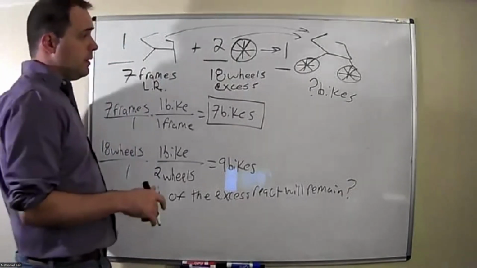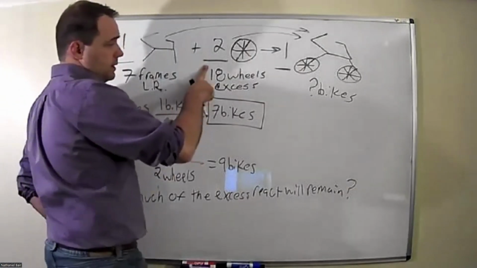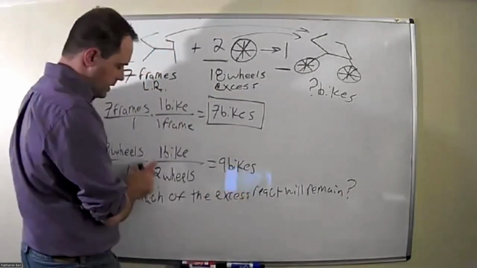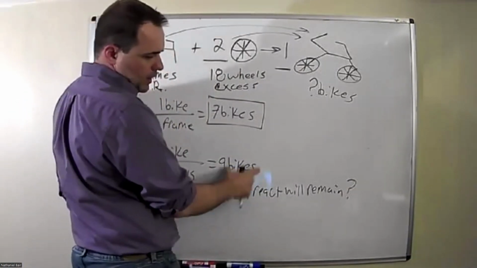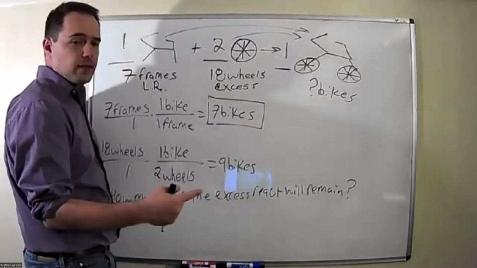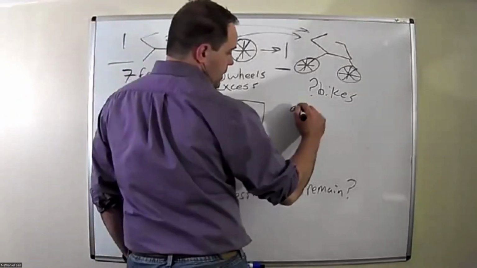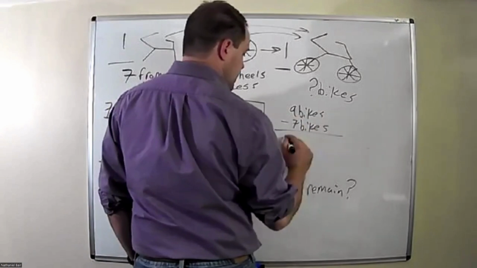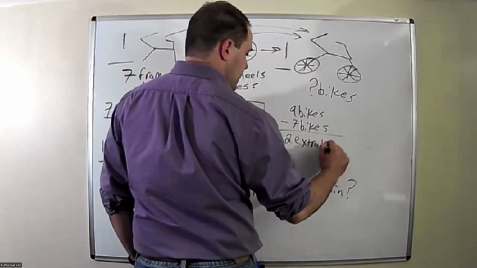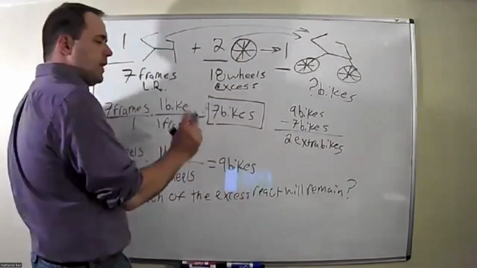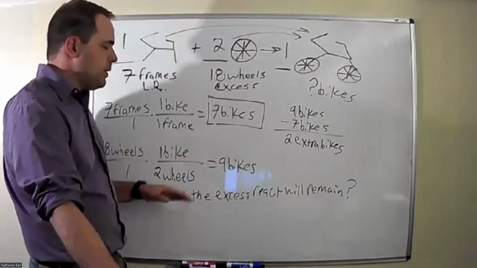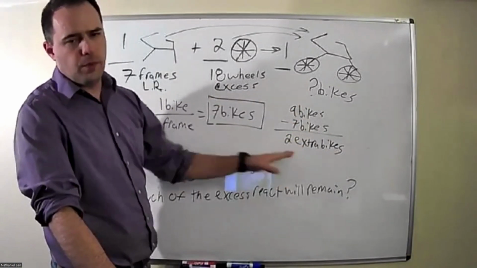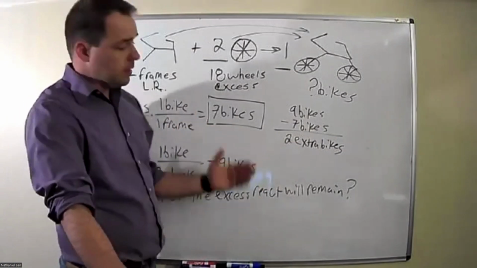Here's what I do. To figure out how much of the excess reactant, in this case wheels, is left over, I take the amount of product that the excess reactant would have let you make, and I subtract the amount of product that the limiting reactant lets you make. So I do 9 bikes minus 7 bikes, and that tells me I could have made 2 extra bikes. If the limiting reactant had not run out, I could have made 2 additional bikes, or this much extra product from that excess reactant, but it wasn't allowed because the limiting reactant cut me off.